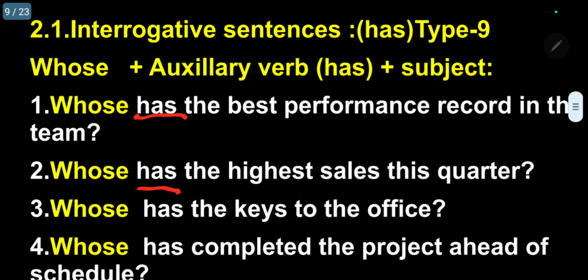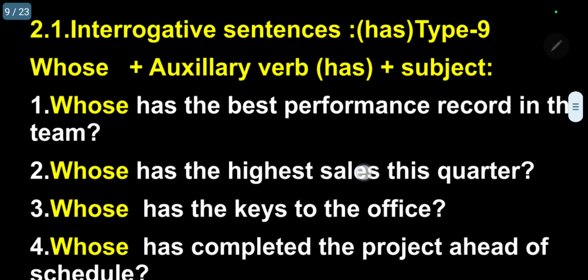Whose has the highest sales this quarter? Has, auxiliary verb acting as a main verb. Whose has the keys to this office? Has, auxiliary acting as a main verb. Who has completed the project ahead of schedule? So complete, main verb, has is the auxiliary.